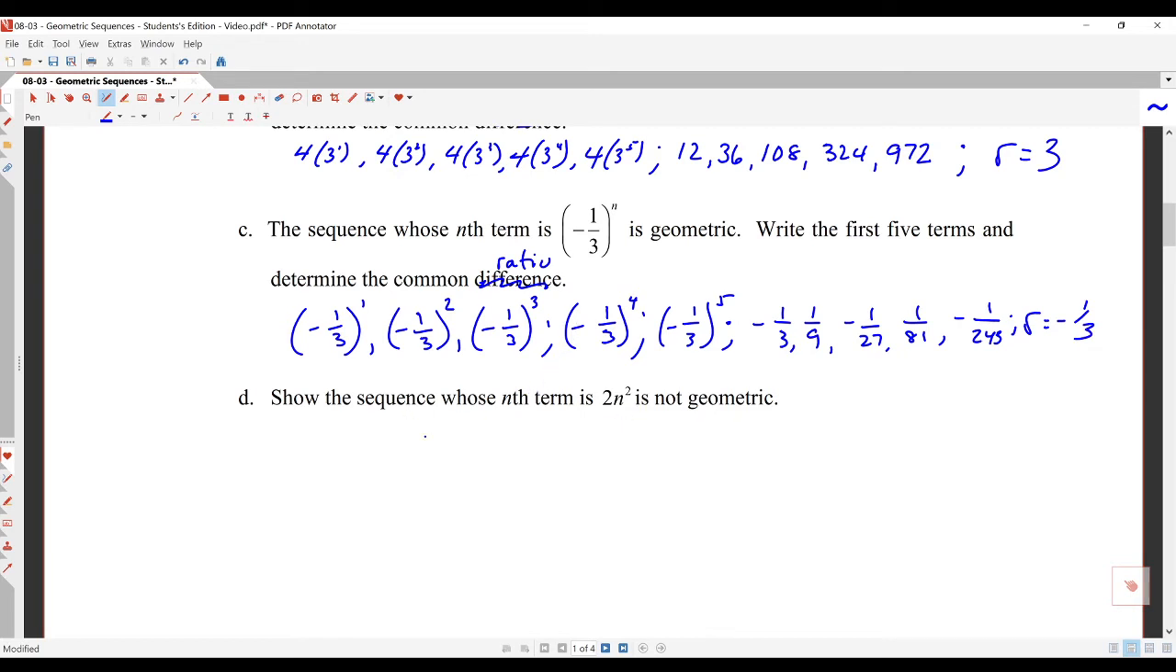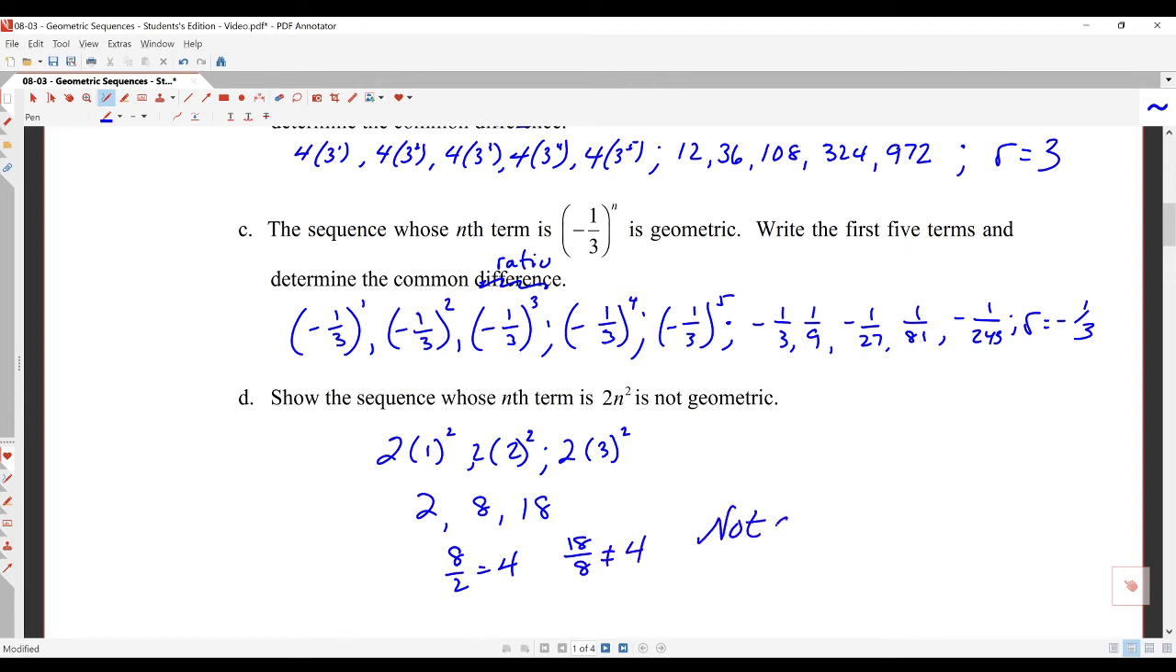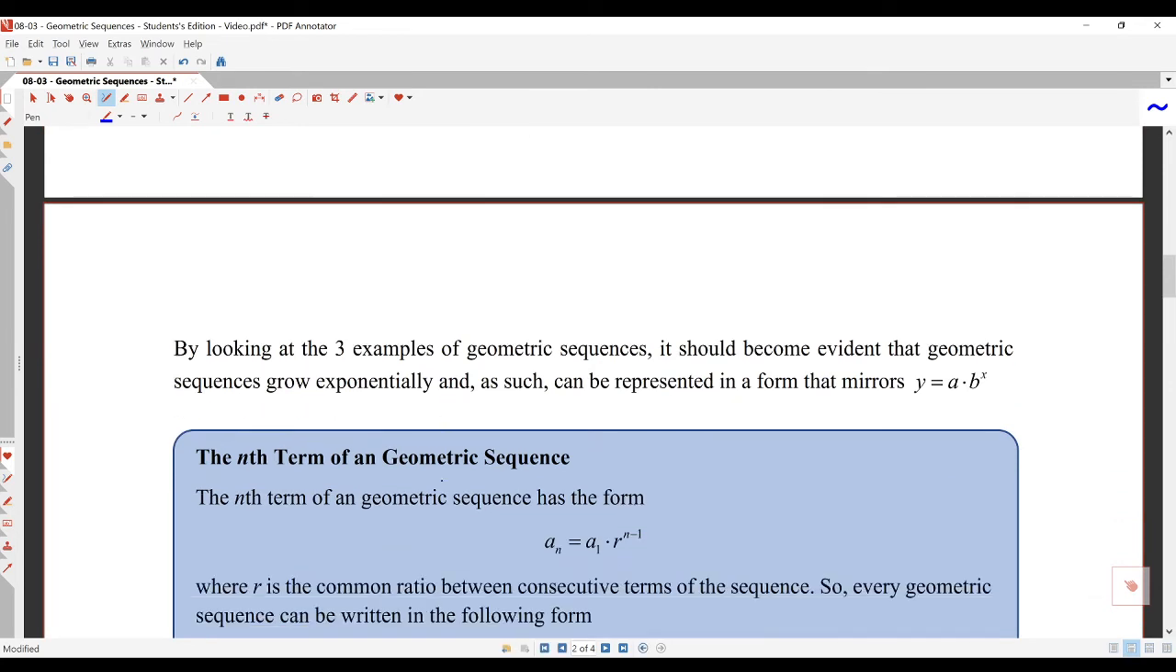Show the sequence 2n squared is not geometric. So if I plug in 1, 2, and 3, we get 1 squared is 1 times 2 is 2, 2 squared is 4 times 2 is 8, 3 squared is 9 times 2 is 18. If I put 8 over 2, that gives me a ratio of 4. But if I put 18 over 8, I don't care what it is. I just care that it is not 4. So it is not geometric. All right, let's go ahead and move on to the next page of the notes.